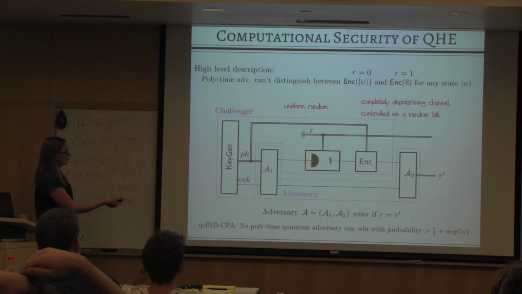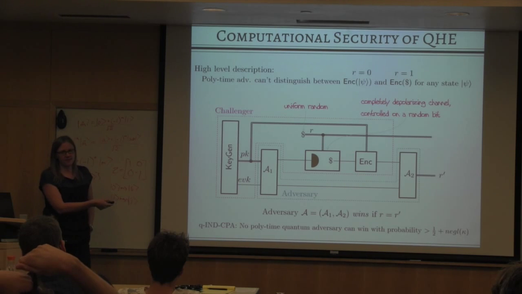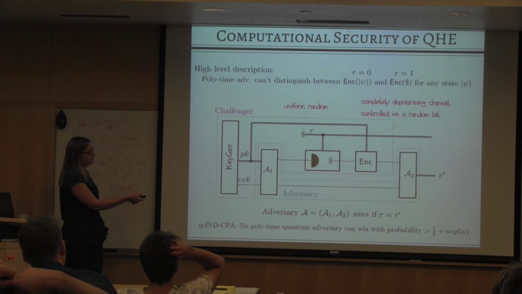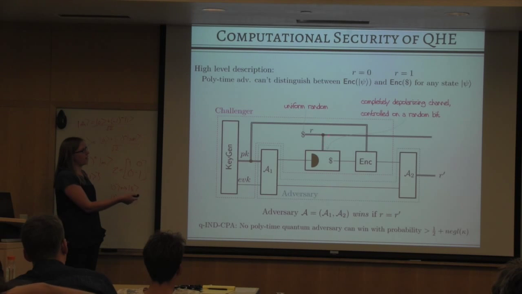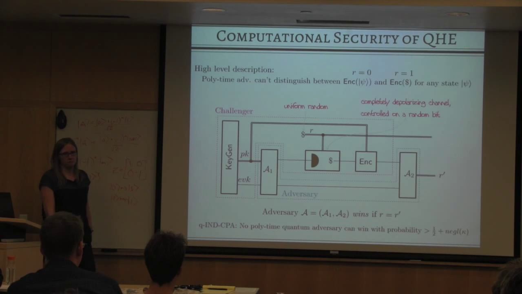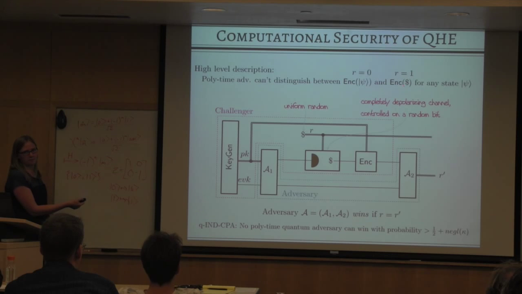Yeah, sure. What this box does is it gets rid of whatever information is here and replaces it with a uniform random bit. So it's not unitary. This is basically like doing a measurement, then discarding the information and replacing it with a random bit. And this wire just means that this box is done if r equals 1, and if r equals 0, this box is done. So if r equals 0, the challenger outputs an encryption of the adversary's chosen state psi, and if r equals 1, the challenger outputs an encryption of a random bit.